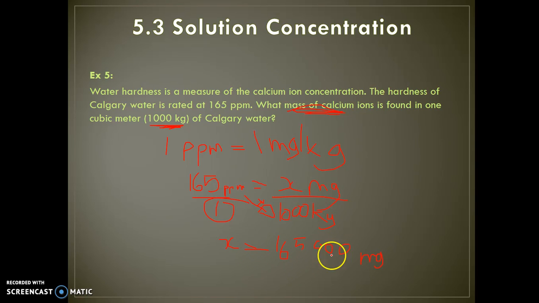I could change that, how many sig digs are here? 3. I could change this to 1.65 times 10 to the 4 milligrams, or it's 165 grams, because I just divide this by 1,000 to go from milligrams to grams.